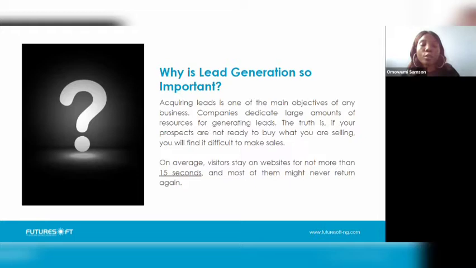But not knowing that, first of all, you're not the only one in this market, you're not the only one in your industry doing the same thing that you do. So it is very important to make sure that you get them to be interested in what you do and what you have to offer. We have a lot of people who do the same thing that you do.